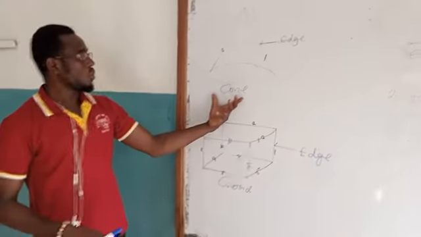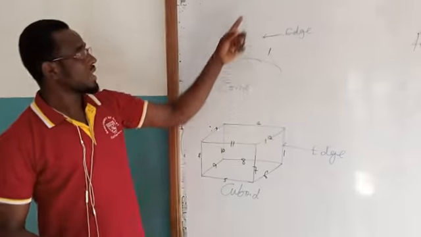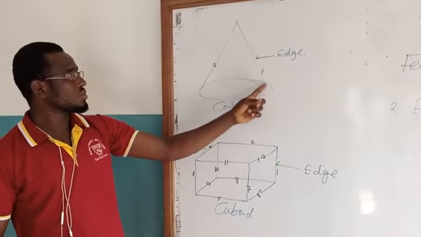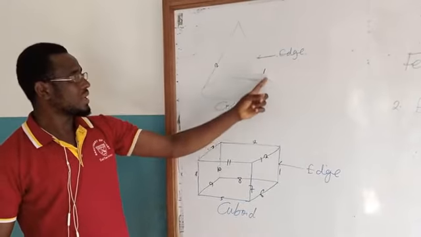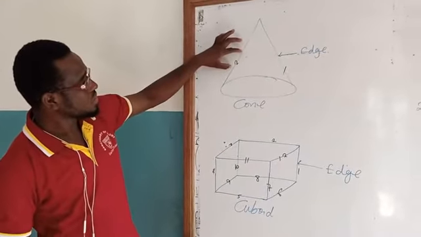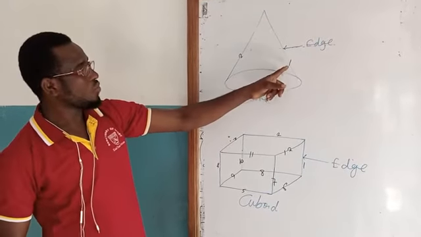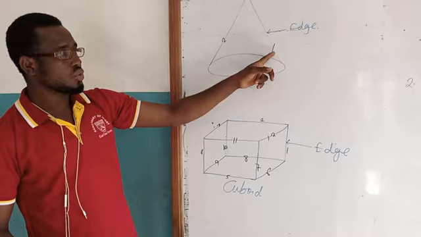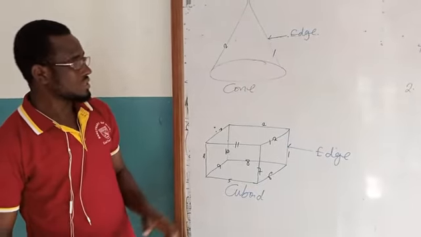Now, looking at the cone, the line here is the edge. Then this is another edge. So we know this also has two edges. You can see I've labeled them one and two. Okay, one and two. So it has two edges as well.